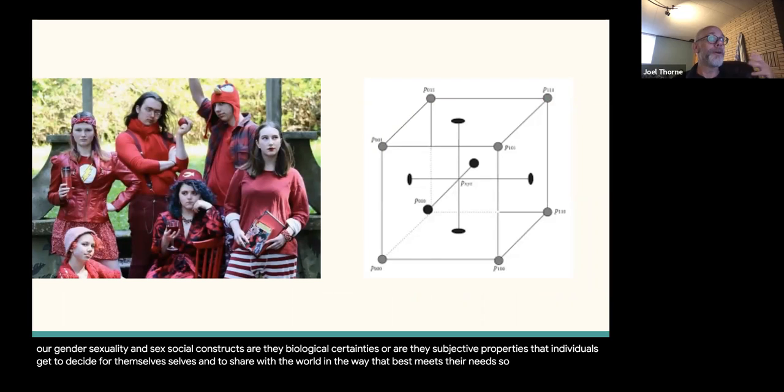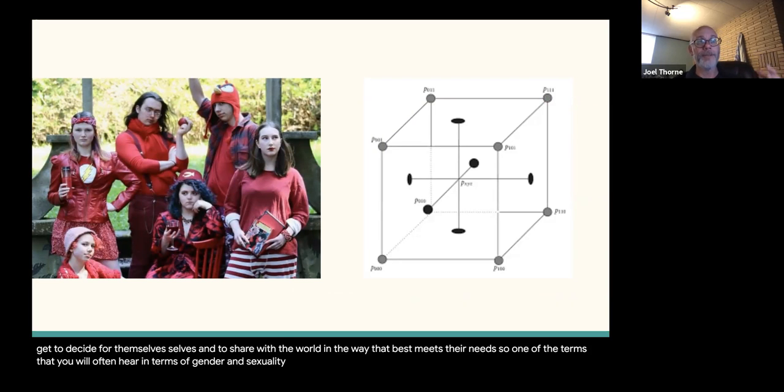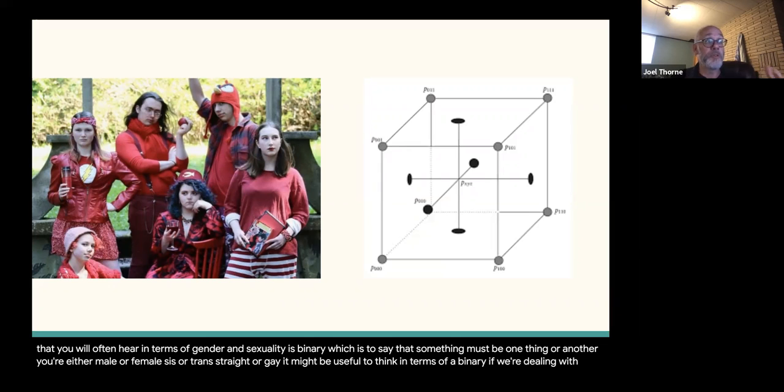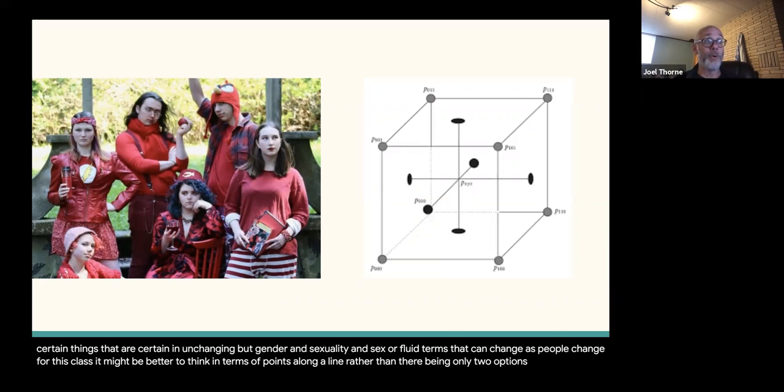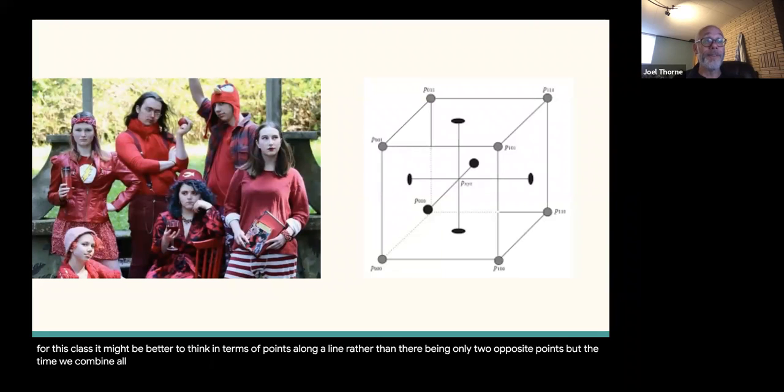So, one of the terms that you will often hear in terms of gender and sexuality is binary, which is to say that something must be one thing or another. You are either male or female, cis or trans, straight or gay. It might be useful to think in terms of a binary if we're dealing with certain things that are certain and unchanging. But gender and sexuality and sex are fluid terms that can change as people change. For this class, it might be better to think in terms of points along a line rather than there being only two opposite points. By the time we combine all of these different elements, it might be better to think of things like a cube with points floating somewhere in the middle.